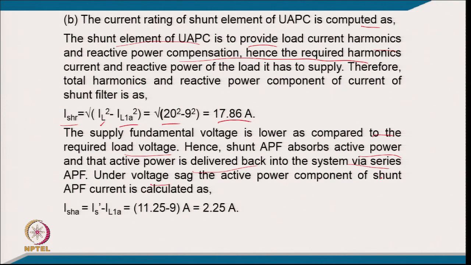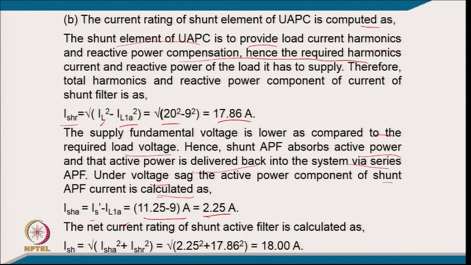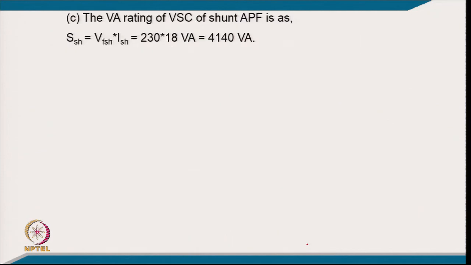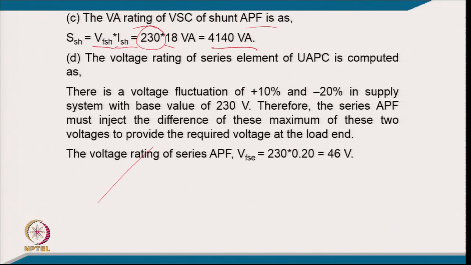So, under voltage sag, the active power filter current is calculated here as IS minus this. So, this is typically the current which power has to circulate through this series. So, it comes 2.25 ampere, and the net current rating of the shunt active filter is your active component current square plus reactive component square under root of that, and putting values it comes 18 ampere, and the VA rating of the shunt element is your voltage rating of the shunt element, that is the load voltage 230 volt of sine wave, and current is 18 ampere. So, it comes 4140 VA or 4.14 kVA.